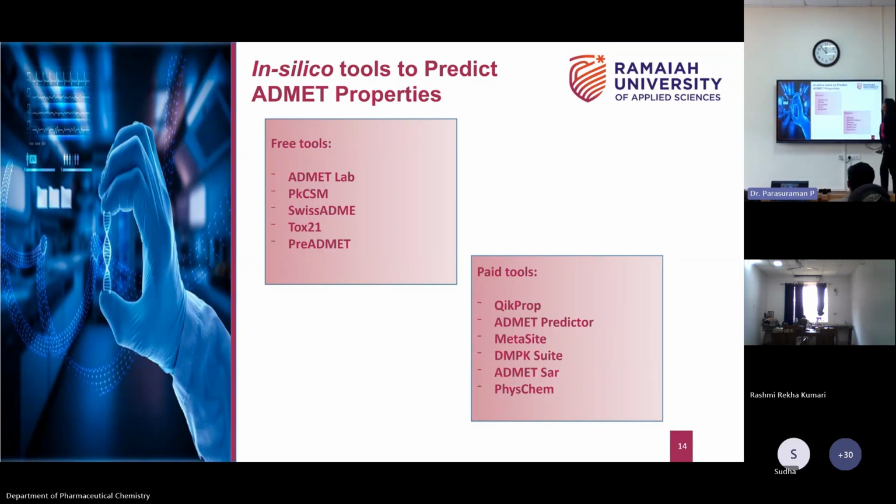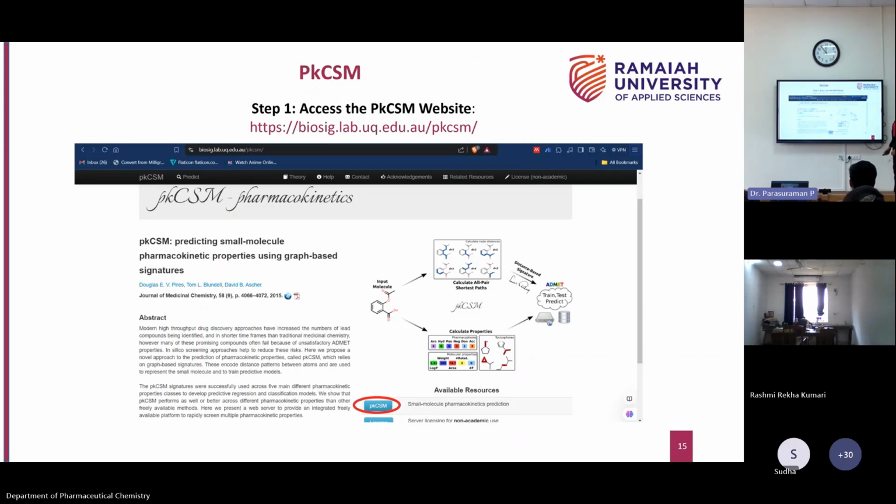There are several tools, freewares and paid tools, to check the ADMET properties. We are going with the freewares today. First, I'll show the demo with pkCSM. You can access this website, pkCSM, and you will get this window. After getting here, you have to click on the pkCSM here.